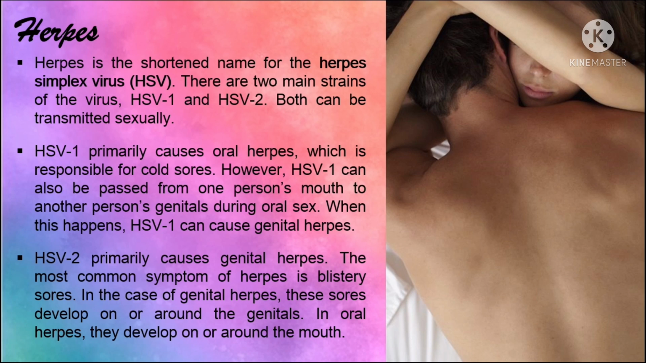How about the HSV2? The HSV2 primarily causes genital herpes. Kung yung HSV1 is oral herpes, yung HSV2 naman is genital herpes. The most common symptom of herpes is blistery sores. In the case of genital herpes, these sores develop on or around the genitals. In oral herpes, they develop on or around the mouth. Okay? So, dun makikita yung symptoms. Kapag HSV1 sa mouth, kapag HSV2 naman sa may genitals or dun sa may private part.